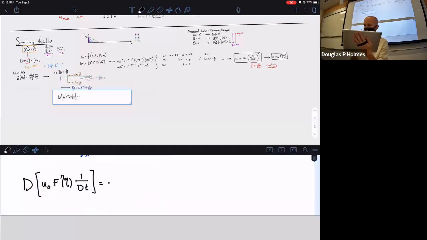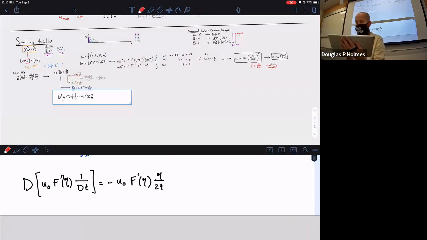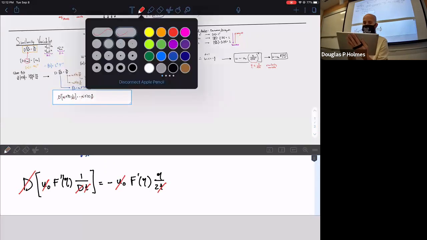Is equal to negative u naught f prime of eta, and then it's eta over 2t. And you can already see that this is going to work out quite nicely for us. The d's are going to cancel out, the t's are going to cancel out, the naughts are going to cancel out, and I'm left with a much simpler equation.